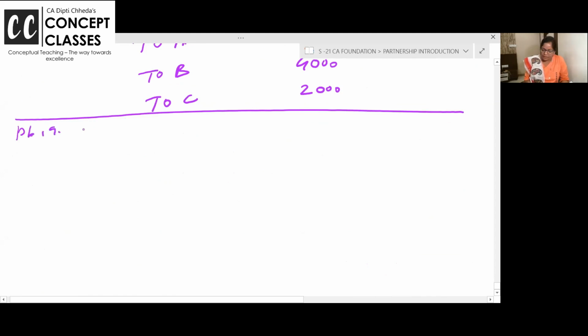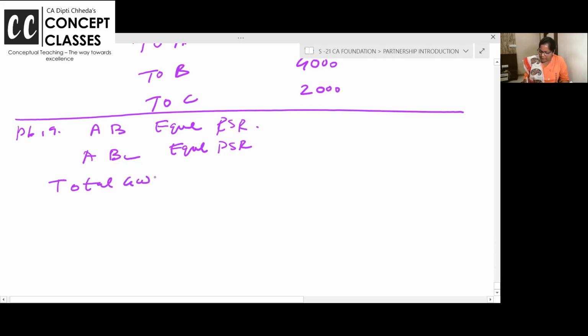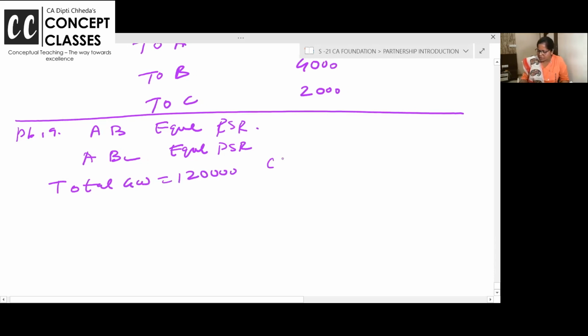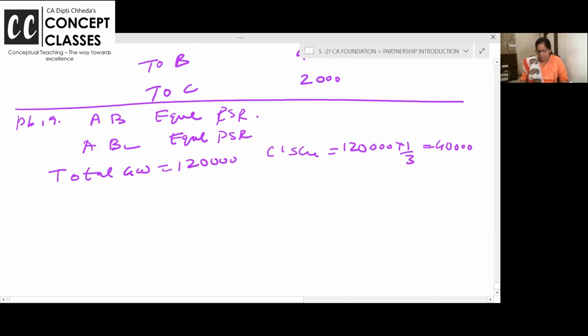19th problem we are doing. A and B old ratio is equal. ABC new ratio is also equal PSR. Equal PSR, तो sacrificing भी equal होगा. Total goodwill is given to you 1,20,000. C's share 120 का 1/3, 40,000. A और B equal ratio. C का जो शेयर है 120 into 1/3, 40,000.